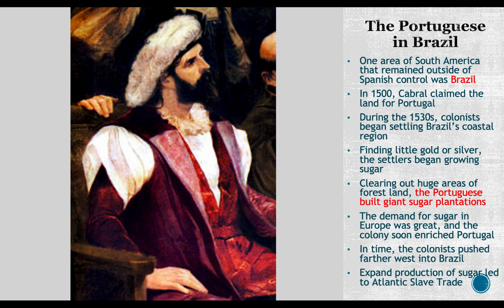All right, the Portuguese in Brazil. One area of South America that remained outside of Spanish control was Brazil. In 1500, Cabral claimed the land for Portugal. So we already talked about this guy. And during the 1530s, colonists began settling Brazil's coastal region. Finding little gold or silver, the settlers began growing sugar, clearing out huge areas of forest land. The Portuguese built giant sugar plantations. The demand for sugar in Europe was great, and the colony was soon enriched by Portugal.